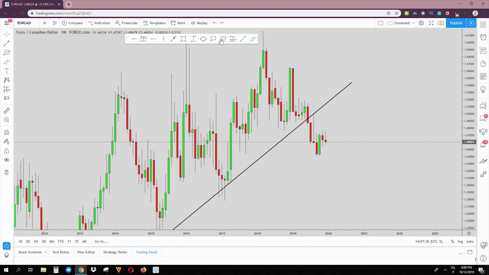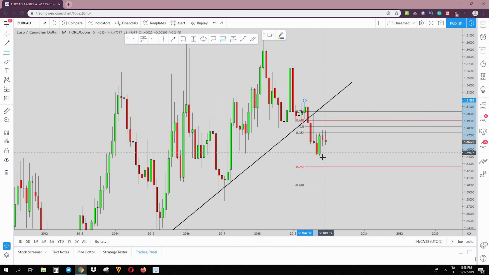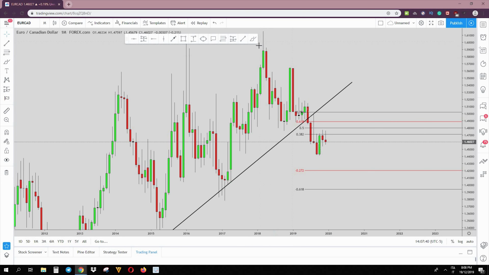But in general, if we take a Fibonacci from the high to the low, you can clearly see that the market stopped at the 382 Fibonacci from a monthly time frame, and you expect continuation to the downside from this area.